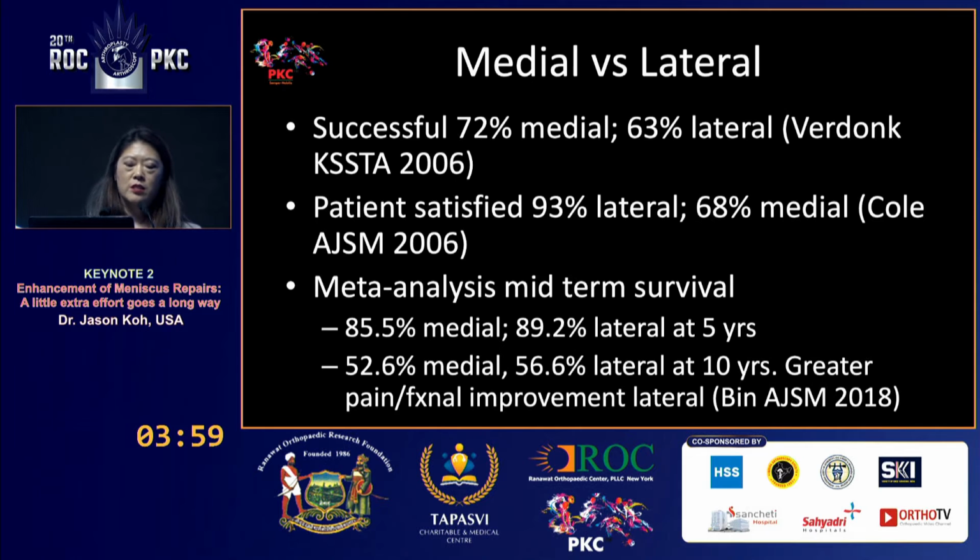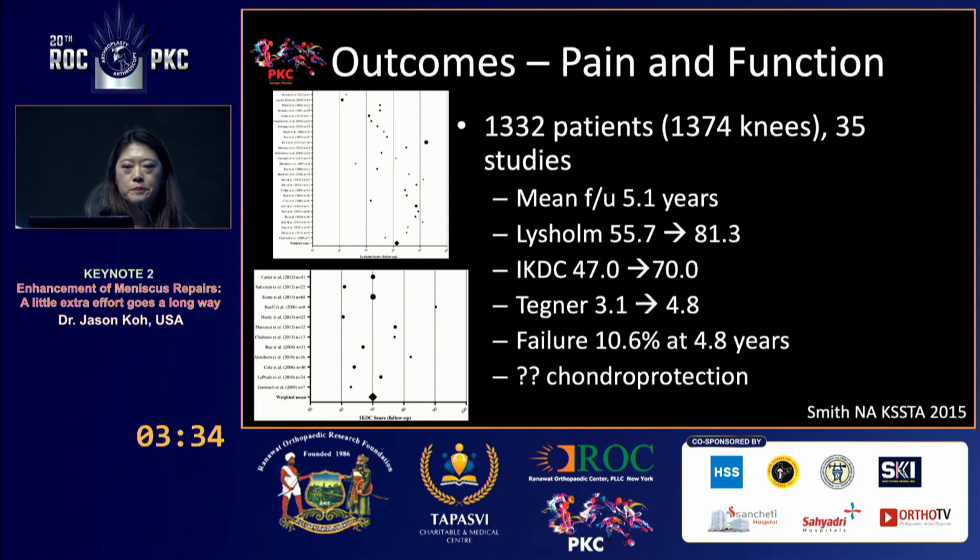So let's knock out a couple of these variables, right? Medial versus lateral. In 2006, Verdonk said that the medial side does better. That same year, Brian Cole's group said the lateral side does better. So who knows what the answer is? A systematic review looked at midterm survival, around 5 to 10 years, for both medial and lateral. You can see the outcomes are very similar at 5 years and at 10 years, but there was better pain and functional improvement on the lateral compartment. So lateral probably does a little bit better.